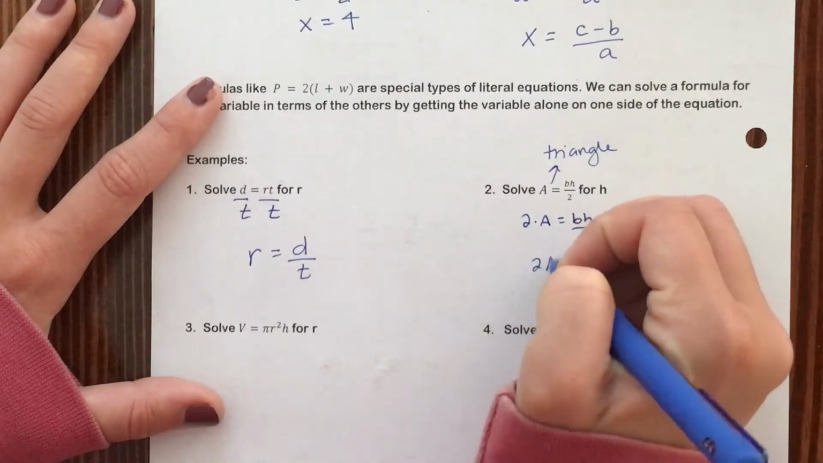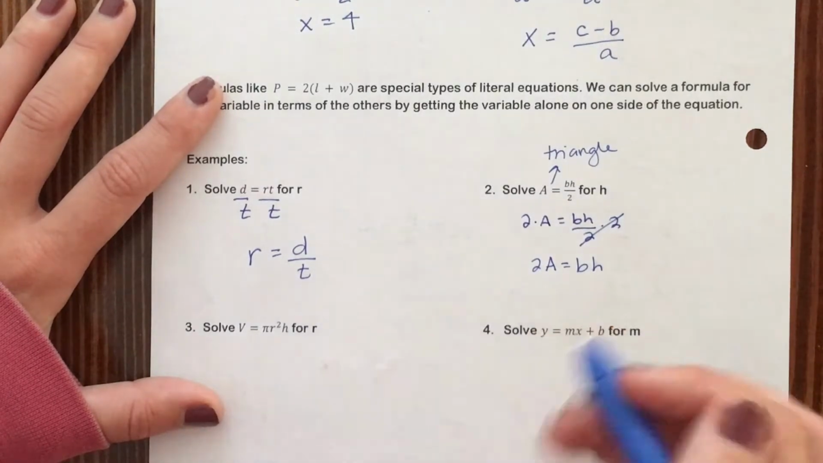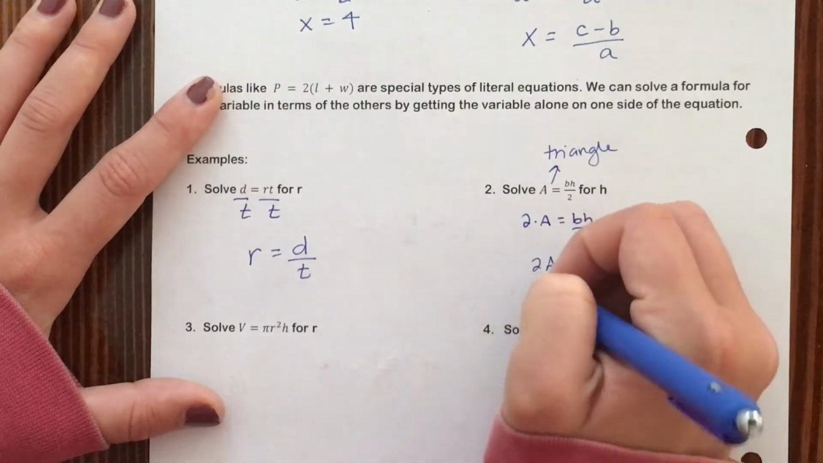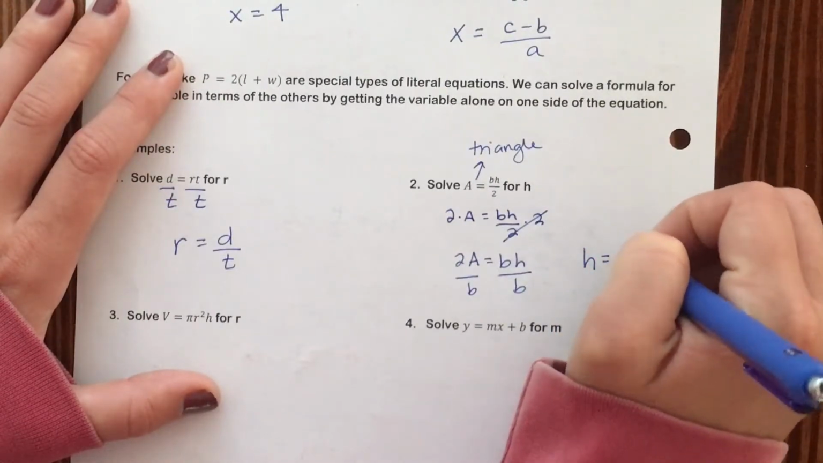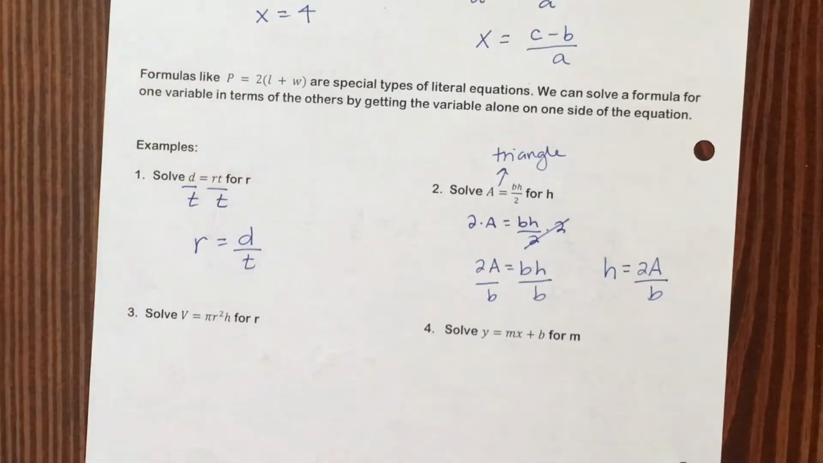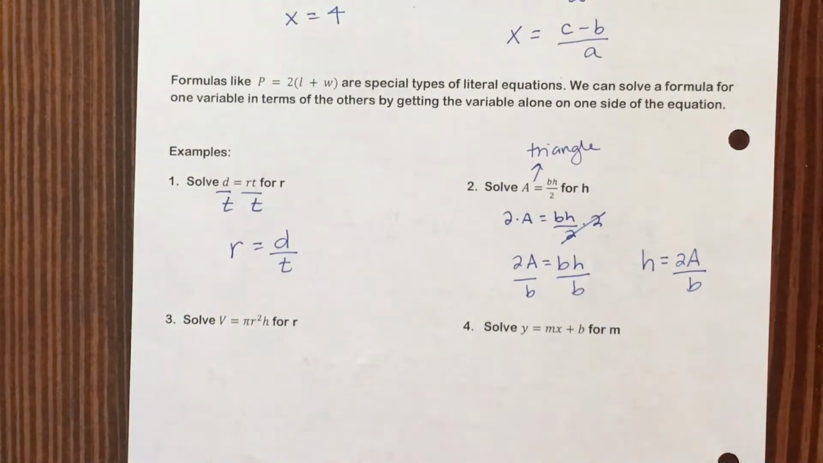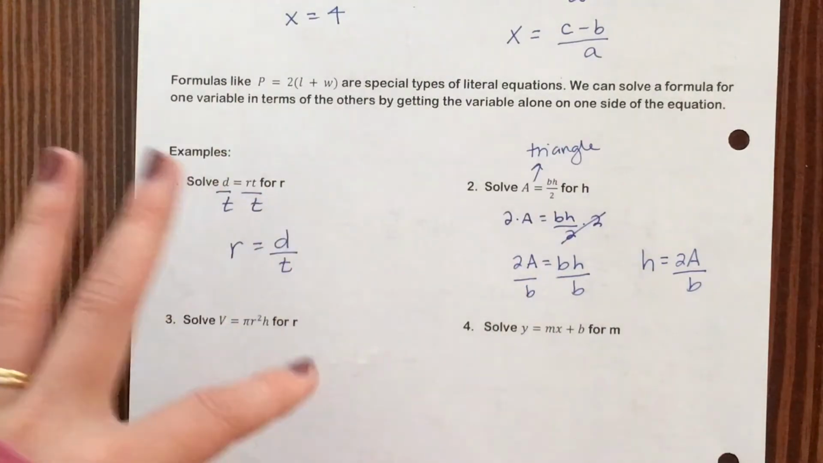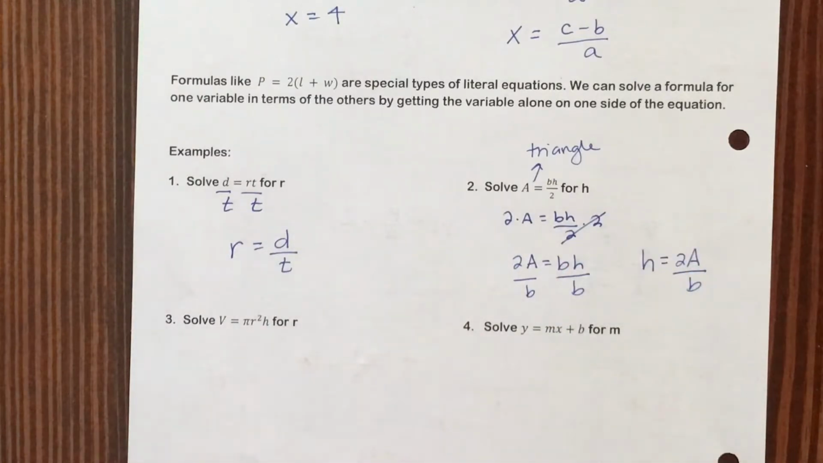So we have 2A equals base times height. And then lastly, I want to solve for height, so I'm going to divide both sides by base. Okay, so height equals 2A divided by B. So if I were doing triangle problems over and over and over again and it was asking for the height and I was given the base and the area, I could just rewrite my equation really quickly and then just plug in. It's kind of cool.